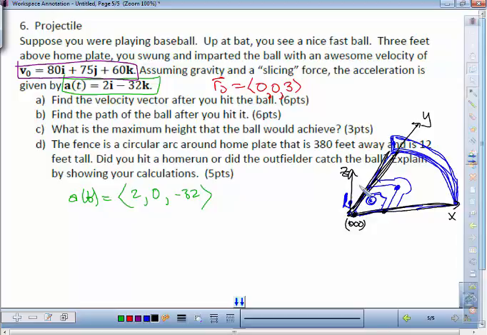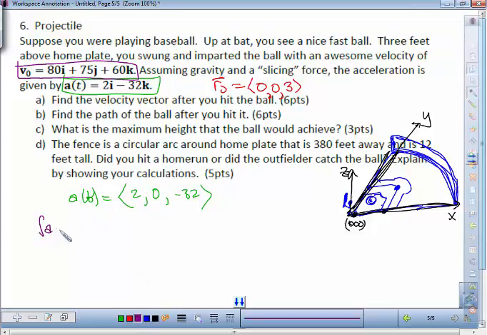We are some distance away from the outfield fence, 380 feet and 12 feet tall. We'll deal with that when we get there. Okay, we got our acceleration. Integrate the acceleration.